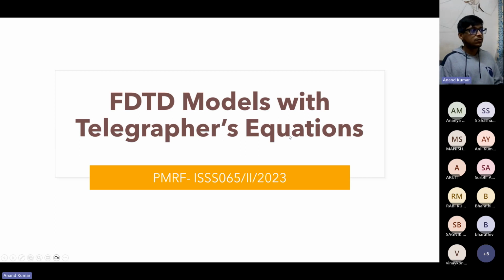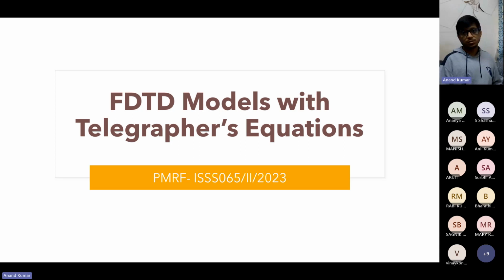So this course is on FDTD models with Telegrapher's equations. I've already conducted a course earlier which was based on Maxwell's equations, so this is like a spin-off for that course. There are two important terms here. One is the FDTD, the finite difference time domain method, which we'll discuss in the next class. The second term is the Telegrapher's equations, which we'll discuss in this class. The Telegrapher's equations are basically a couple of equations which we use for modeling of transmission lines.